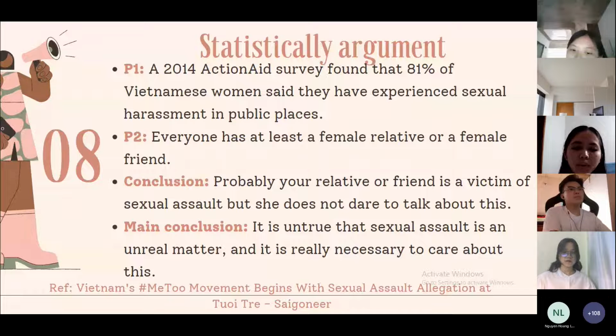And our main conclusion is, don't think that sexual assault is an unreal matter or is not related to you, and is it really necessary to care about this?